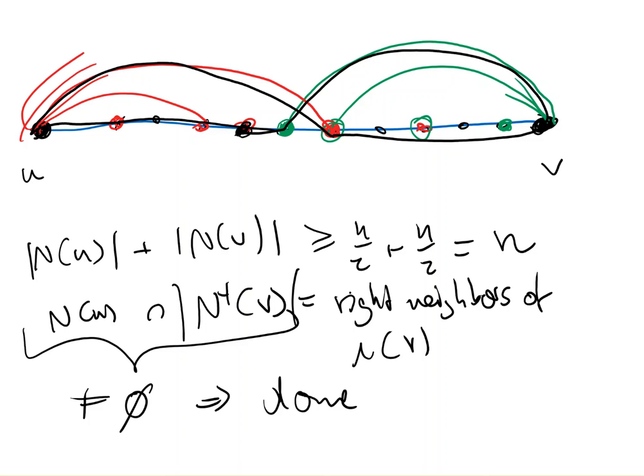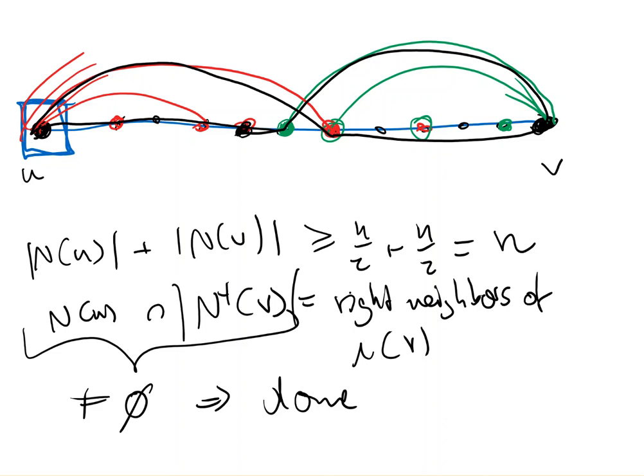Well, can every vertex be in one of these two sets? Well, one vertex cannot be in one of these two sets. Which one? U. U is not in one of these two sets because U is not a neighbor of itself, and it is not the right neighbor of a neighbor of V, because U is not the right neighbor of anyone, because U is the first vertex on the path.